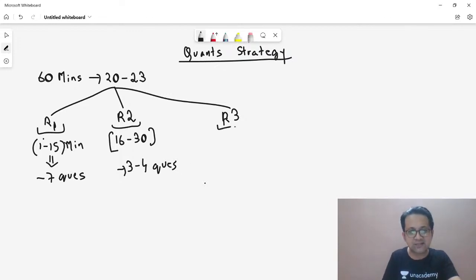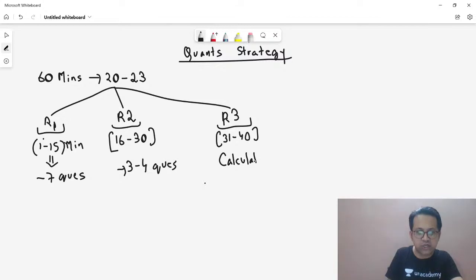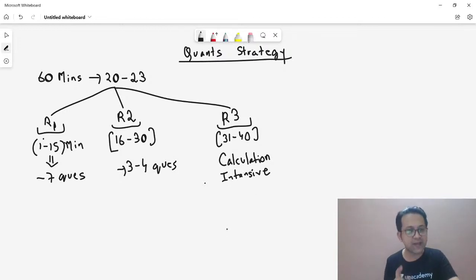Anything you do in the last 10 minutes, 31 to the 48 minute, you would have cleared the cutoff easily. I would suggest round 3 should generally be questions which are calculation intensive. I keep repeating this in all my strategy videos. Why do I say so? And there is a rationale behind it.